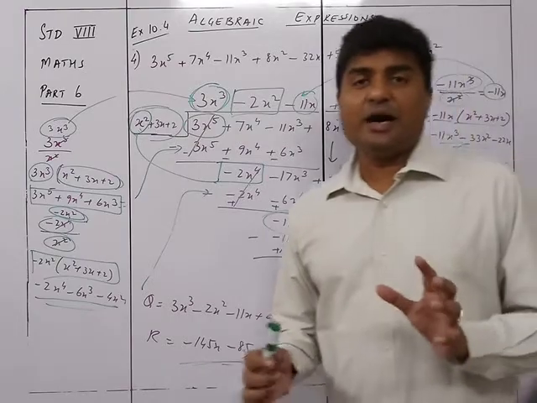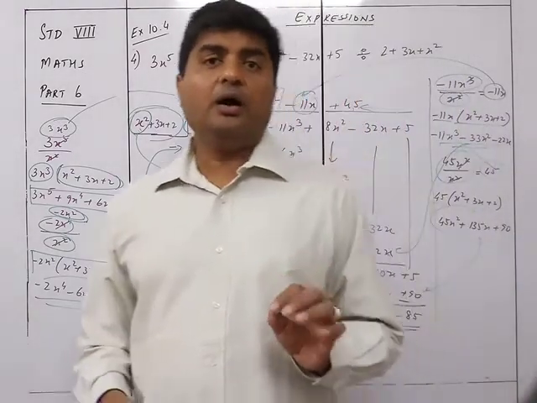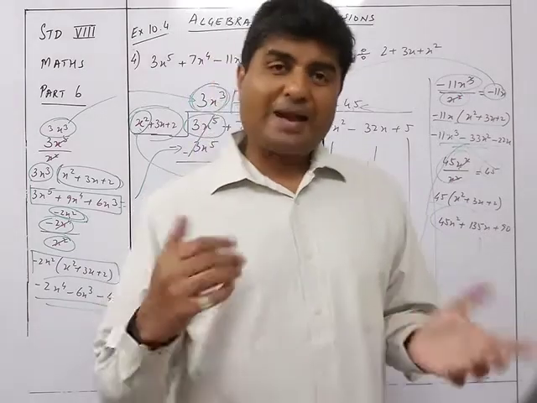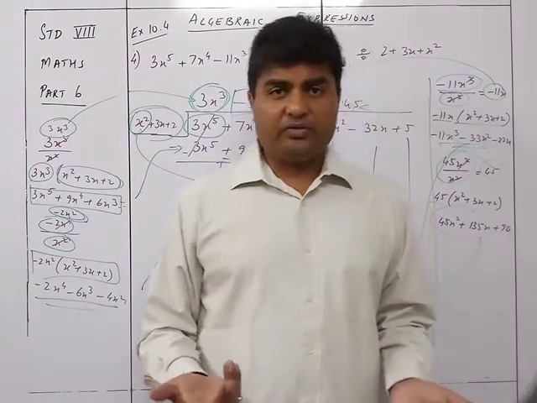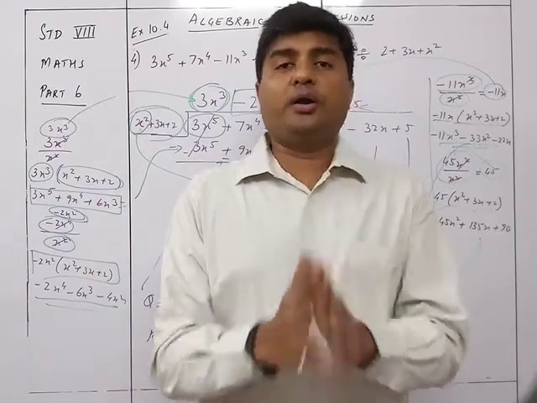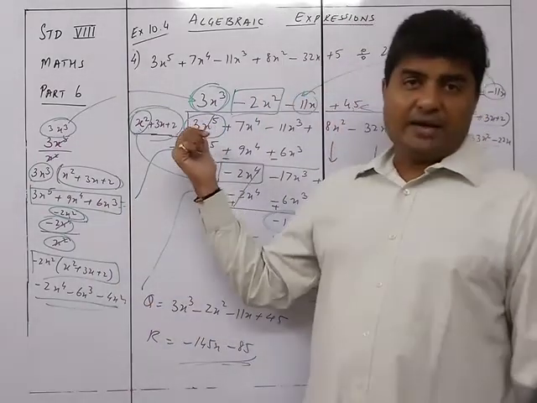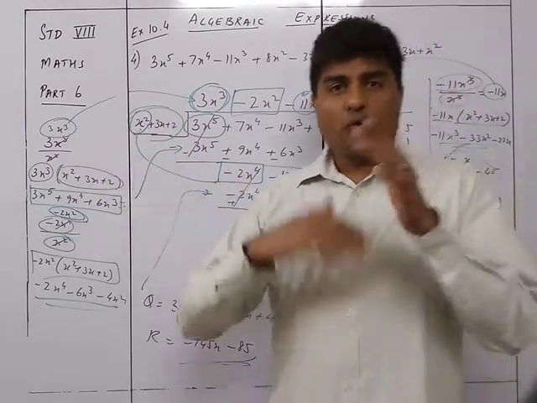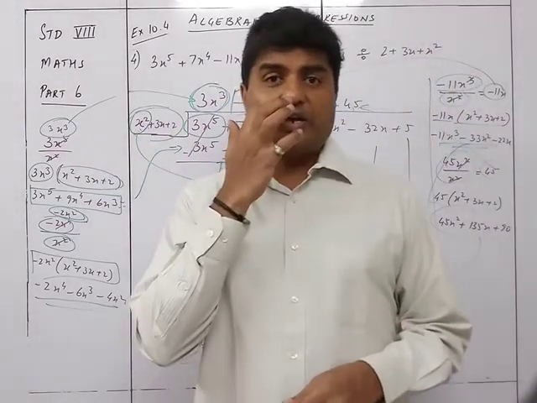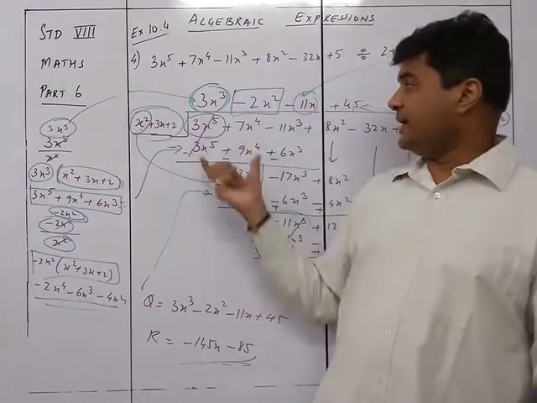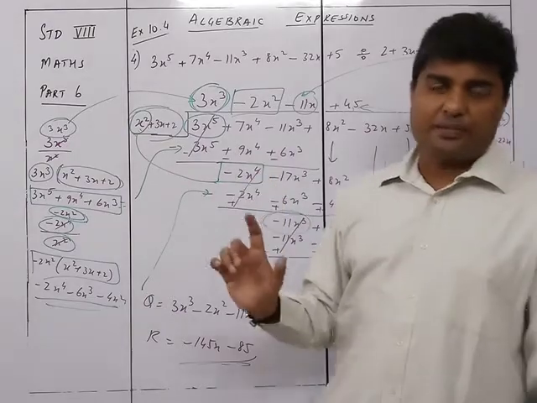Right? This is how we are going to divide a multinomial by a trinomial or a binomial in any case. You are going to see the first term of your dividend and the first term of the divisor. Divide them. Whatever answer you get, you multiply the whole divisor with it and you get the answer which you have to subtract.